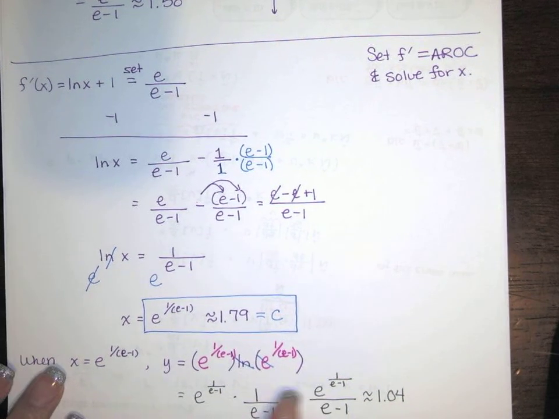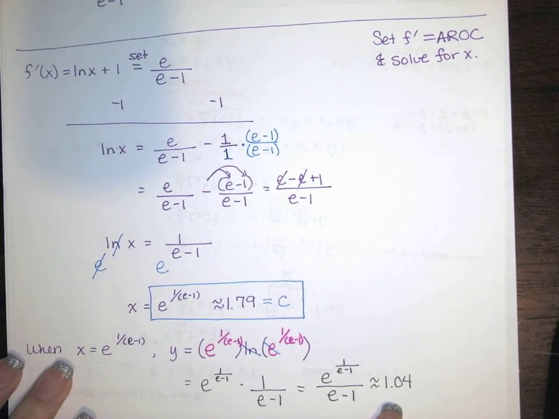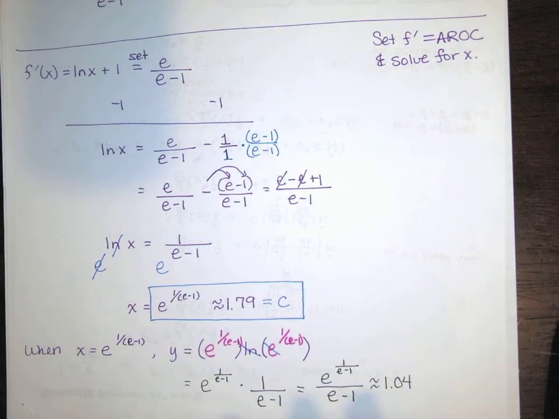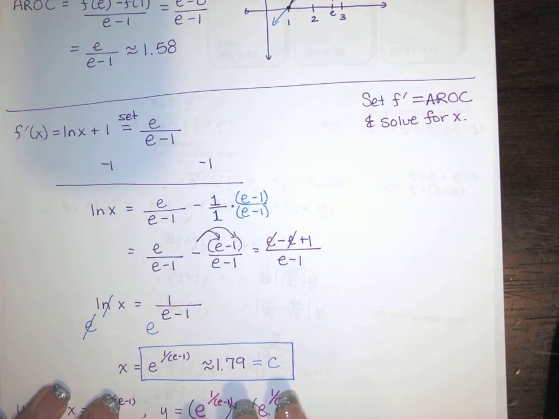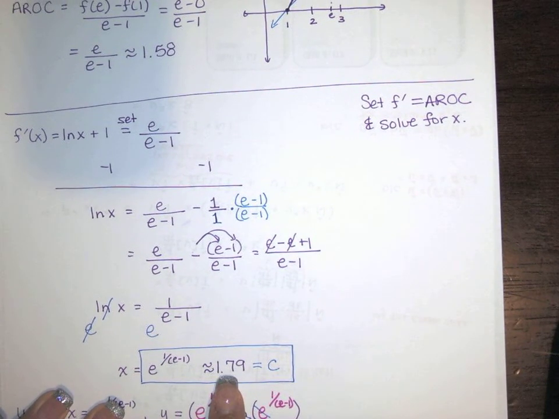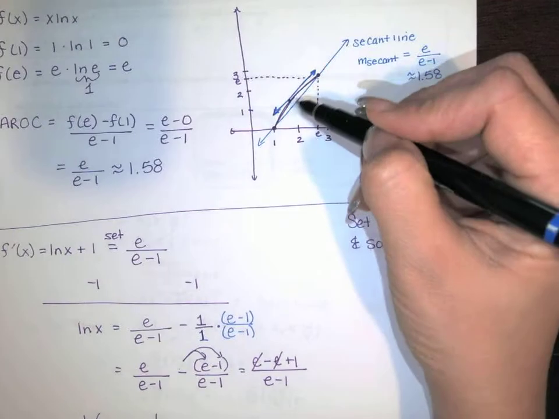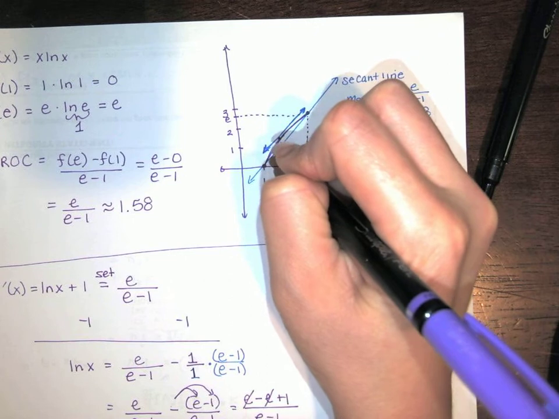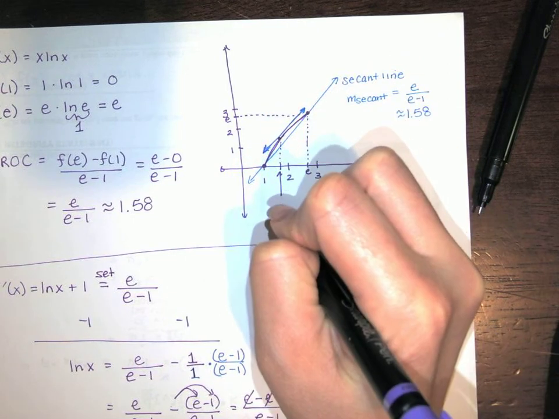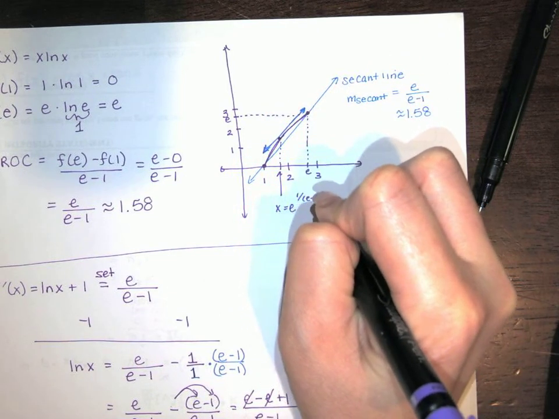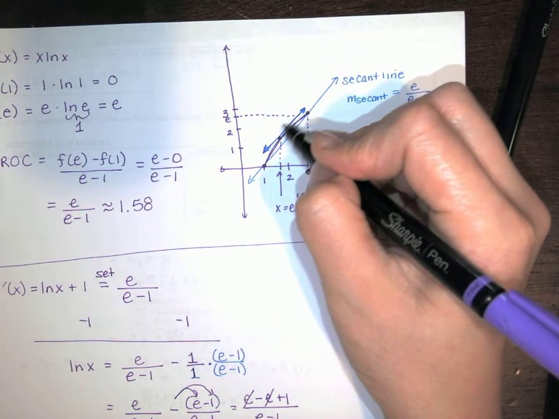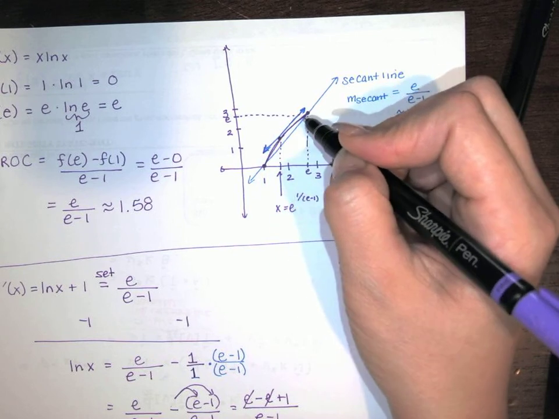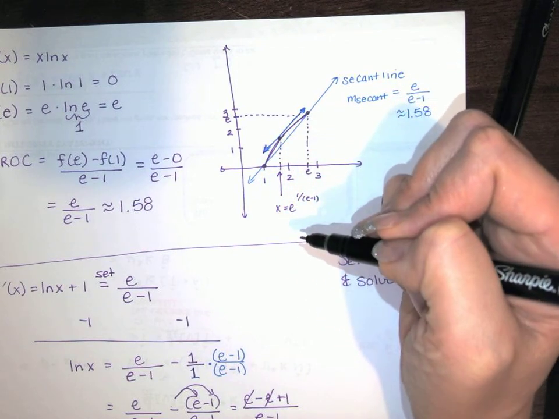And you weren't asked to find this part, but at this x value, y equals this. Now, when you've calculated this c value, you're done. You've answered the question. But I wanted to illustrate this. When x equals this value, y happens to equal this value. And so what we see on the graph is at that x value, x equals e raised to the 1 over e minus 1, the slope of this tangent line there is the same as the slope of the secant line. So the tangent line and the secant line are parallel at that particular x value.